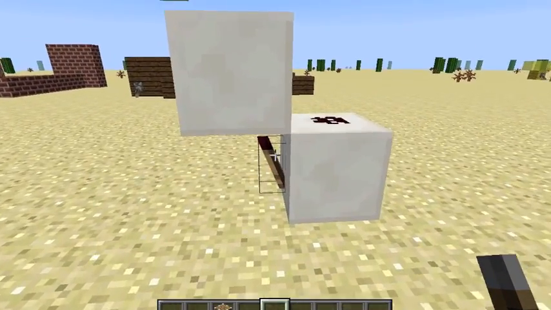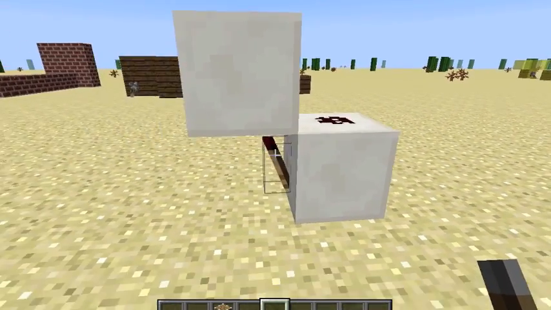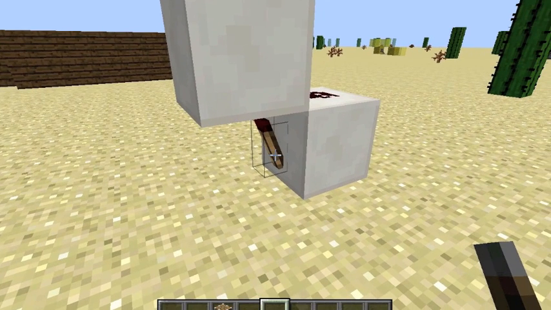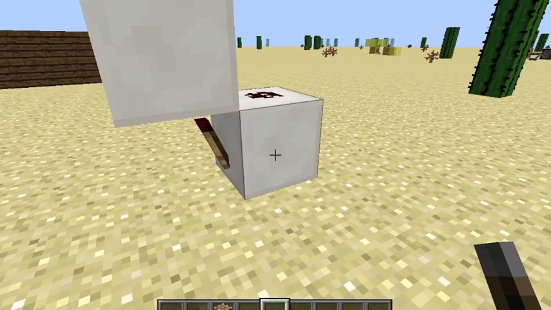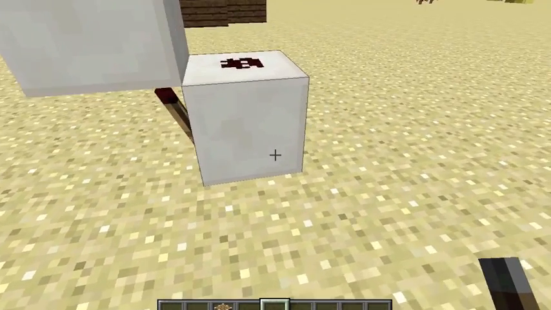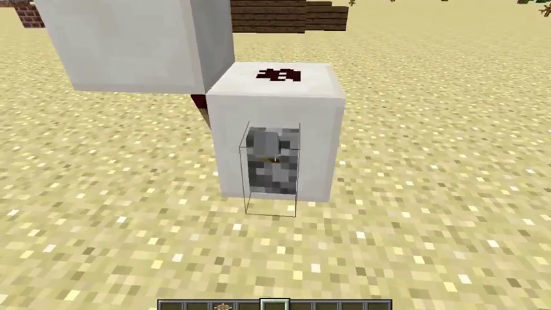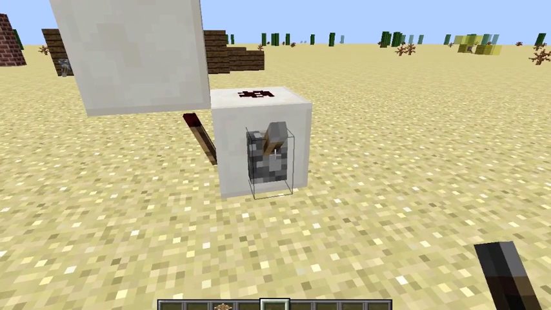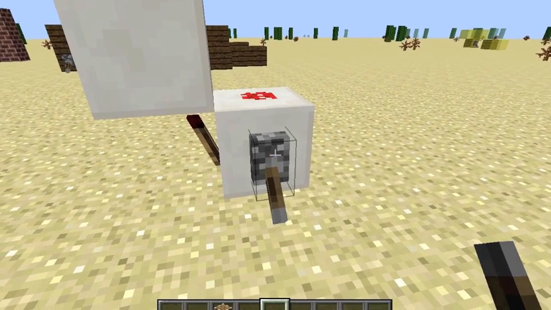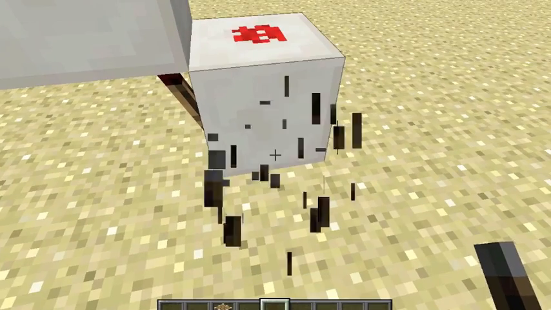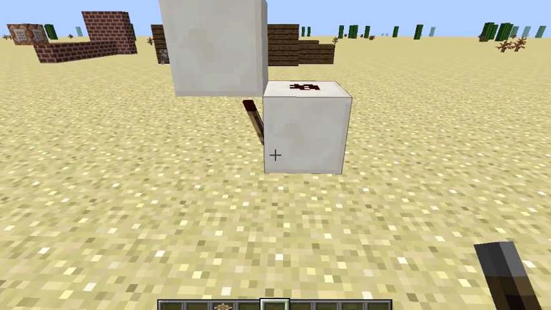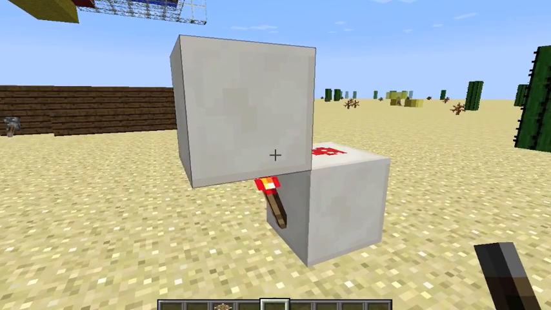Here's a redstone torch. Here's a redstone. I'm not sure if you know this, but redstone torches are one of those torches that stays on all the time. But why is this torch off? That is a mystery. Well, let's turn on this redstone and find out. We'll flip it on and we will destroy the lever. What happened?